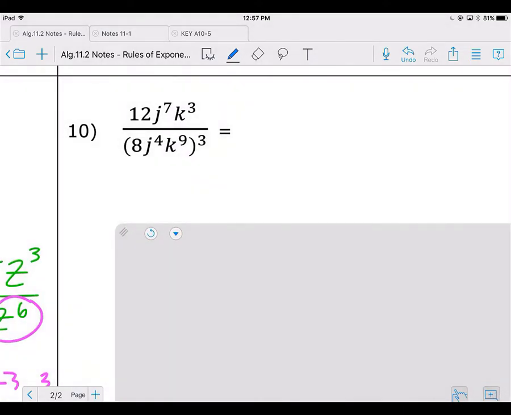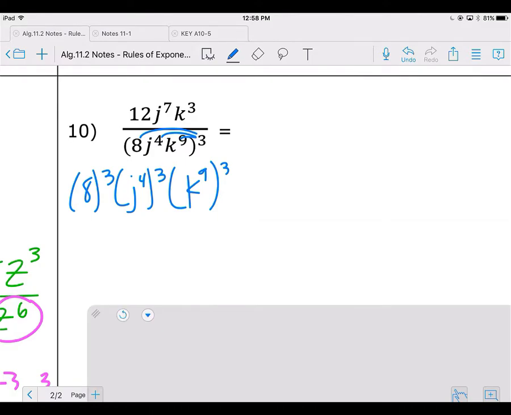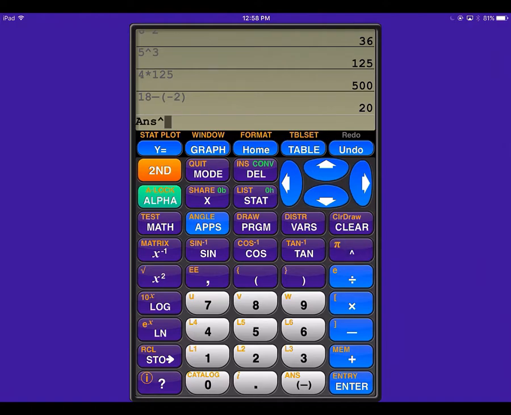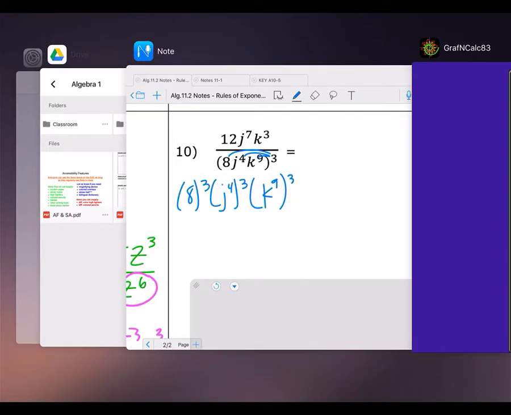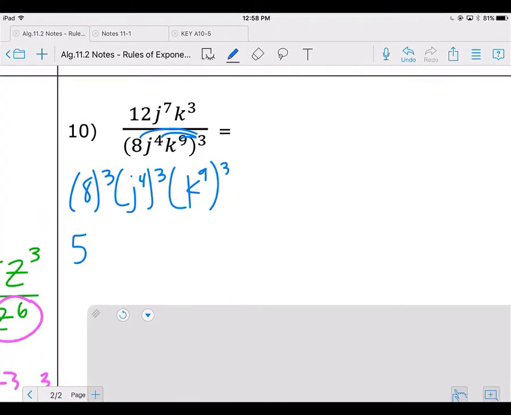Problem 10, I'm going to get rid of these parentheses on the bottom. So 8 gets cubed, j to the 4th gets cubed, k to the 9th gets cubed. Everything is getting a cubed. Remember, it's basically every letter, whatever exponent was already there is staying, and then you just put the cubed on the outside. So 8 cubed is 8 caret 3, so 512. These are piggybacked, so we multiply. Piggybacked, so we multiply.